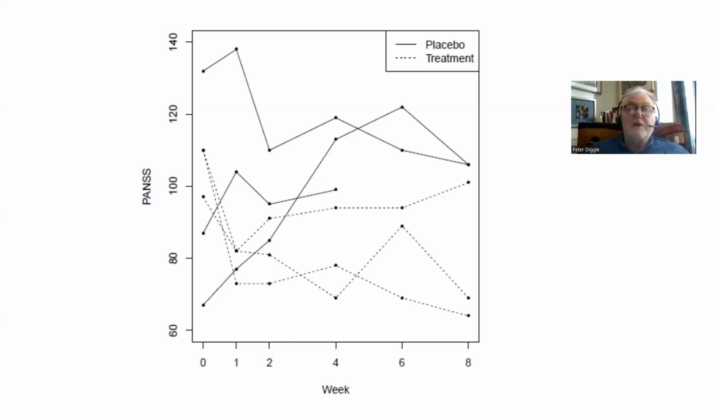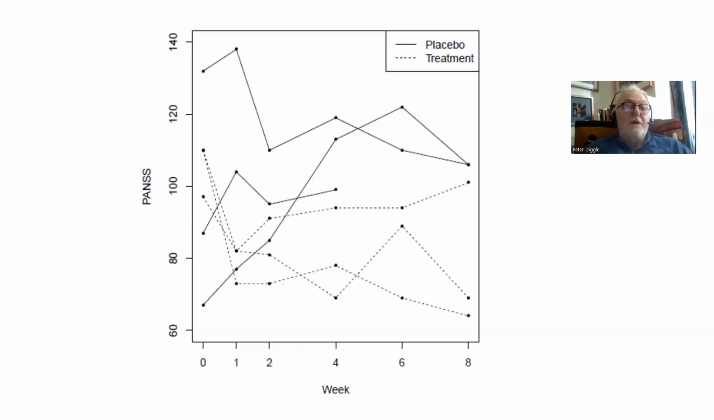And if you look at the 3 patients who are on the active treatment, you can see that one of them consistently gives higher symptom severity scores than the other 2, although they're on the same treatment. So there's some variability between the patients, which is sustained over the 8 weeks of follow-up.